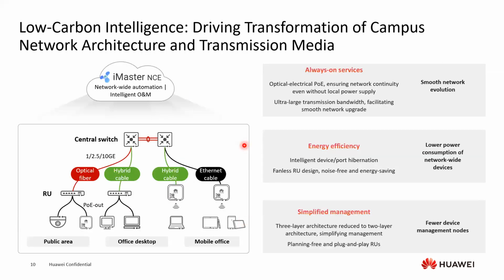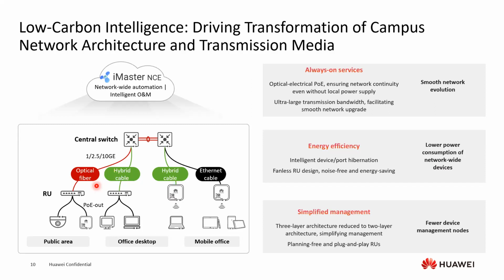And now we have another thing, low carbon intelligence that is driving transformation of campus network and transmission media. This is the cable that Kashif had a question about, I remember. Typically, in every building of the campus, there are access switches that are bound by the limitation of a copper cable, that they cannot go beyond 100 meters. And if you're talking about PoE, generally it's a best practice never to go beyond 80 meters.